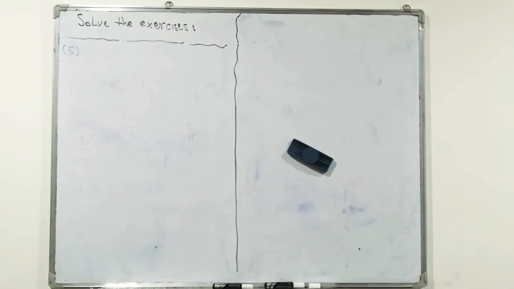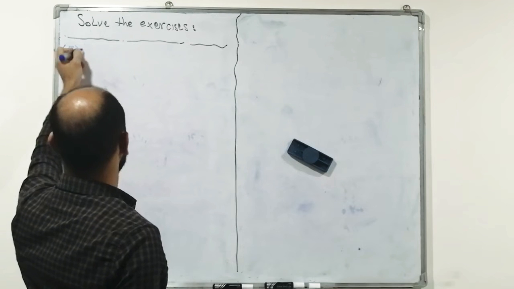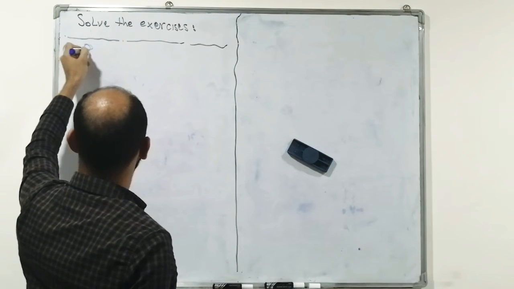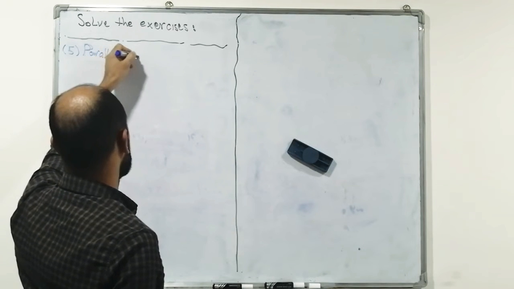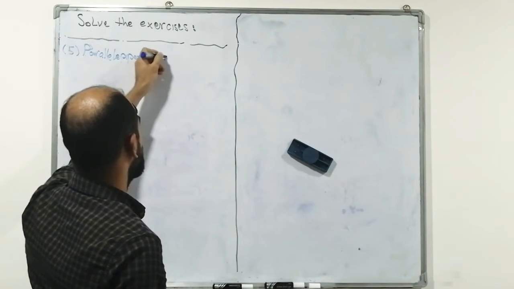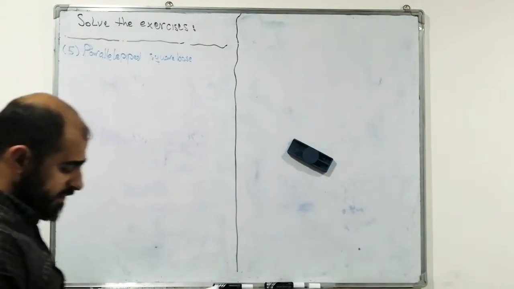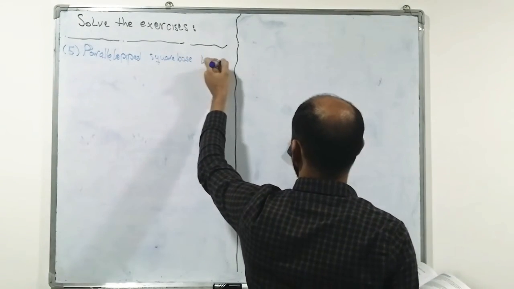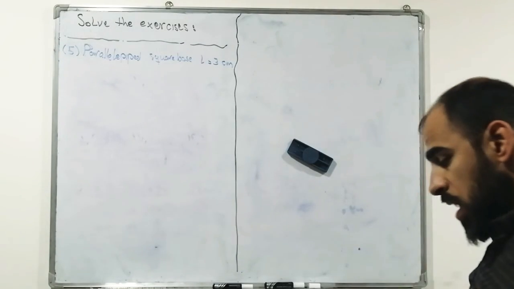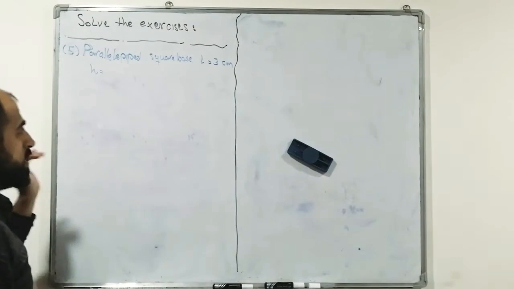Now we'll solve the exercise. Question number 5. A parallelepiped with a square base, and the length of the square base is 3 centimeter. It's given in the question. And its height, here we have the height.